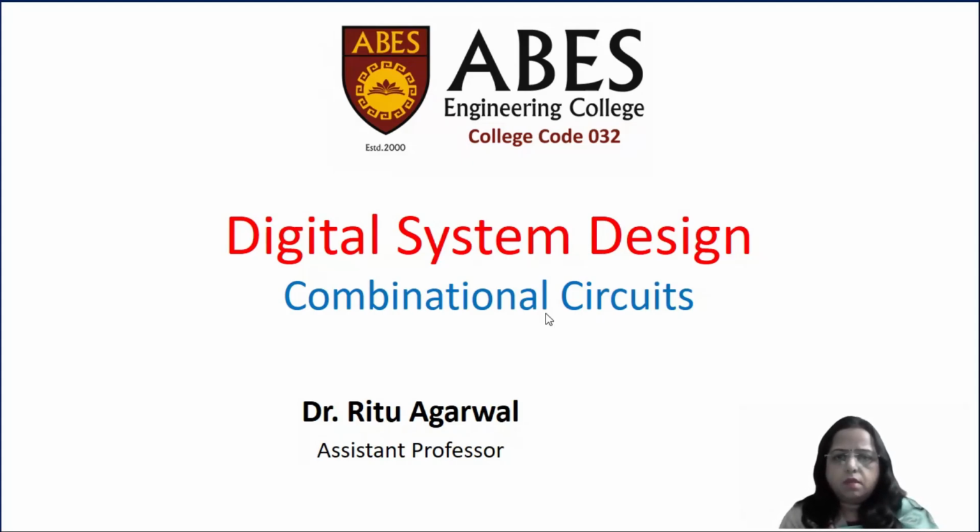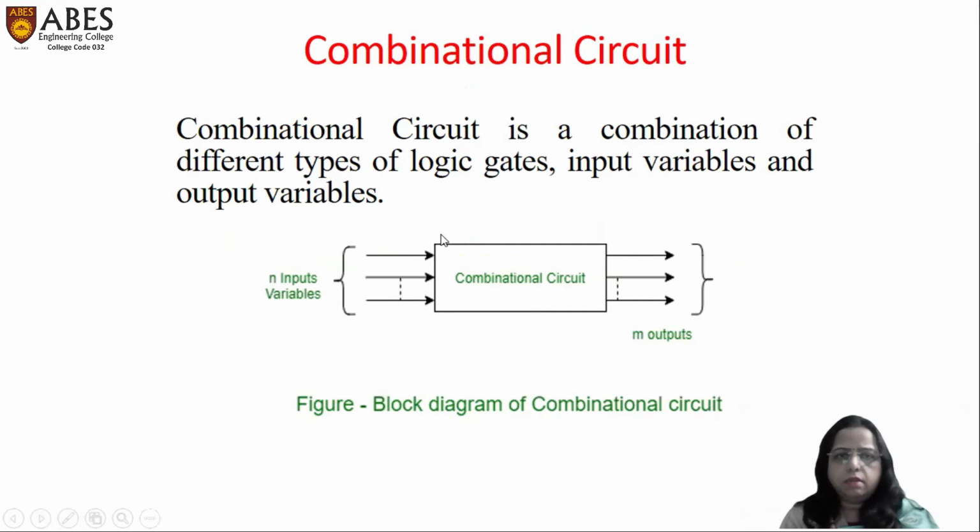Today I would be discussing combinational circuits in the lecture series of Digital System Design. In the combinational circuits, we would be covering different circuits like half adder, full adder, half subtractor, full subtractor. And today we would be starting with the concept of what a combinational circuit is. A combinational circuit is a combination of different types of logic gates, input variables and output variables. Here you can see the block diagram of a combinational circuit with n number of input variables and m number of output variables.